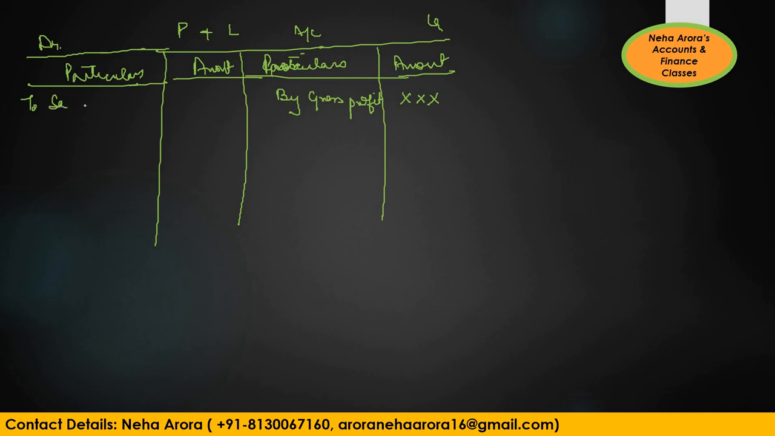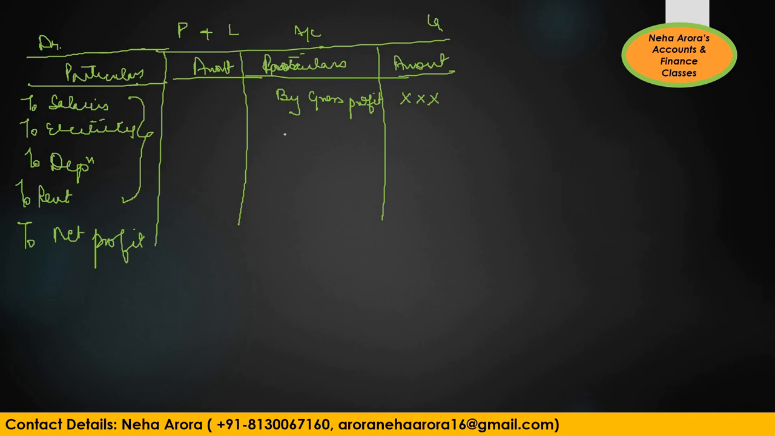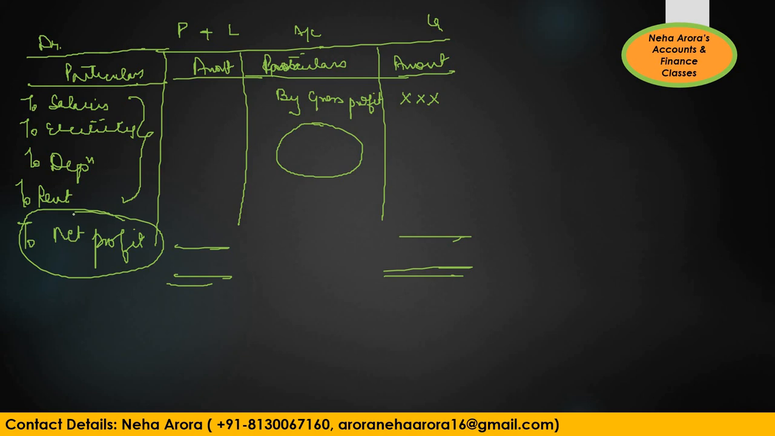For example, salaries paid, supervisor salary, electricity, depreciation, rent, all of the expenses which are indirectly related to each and every unit of output will be written over here, right? After deducting all the expenses, whatever I'll be getting is the net profit. If my gross profit exceeds the indirect expenses, I'll get net profit. Otherwise, I'll get net loss over here, right? And that net profit belongs to whom? That belongs to the proprietor.